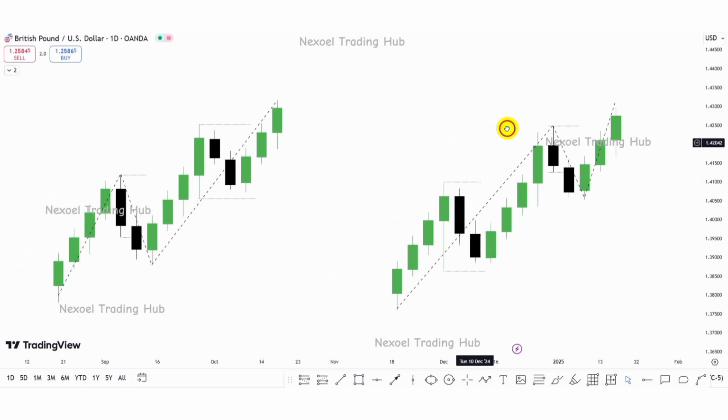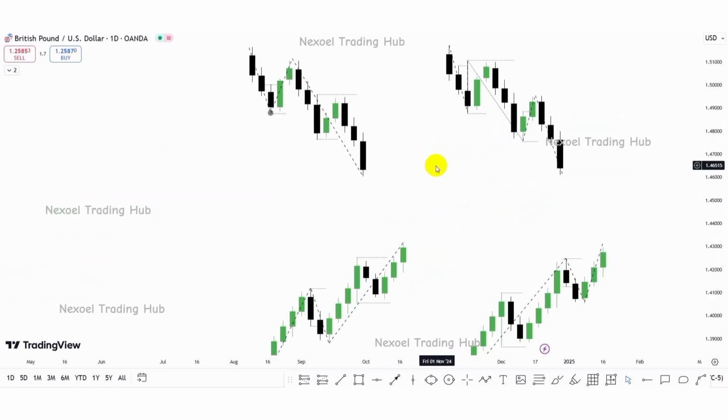So these are key stuff to take notes of in structure identification and the pullbacks. Because understanding how to identify the pullbacks helps you to know how to identify structure itself.